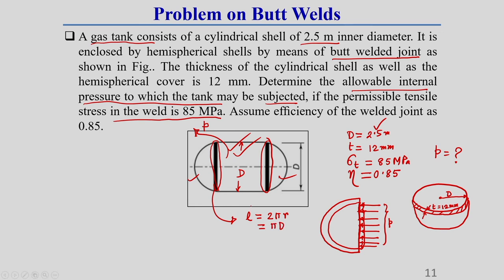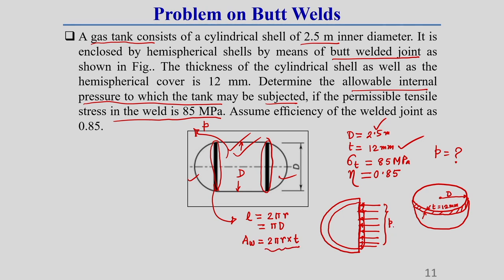The cross sectional area of this weld is the peripheral cross sectional area of this hemisphere, or of this inner cylinder. So the cross sectional area of this weld will be 2 pi r, or pi into d, into the thickness of the hemisphere or cylinder. Here the thickness is given as t equal to 12 millimeter. Because here we generally consider the thickness of the plate as the throat thickness, because in case of a butt joint, we consider the thickness of the plate equal to the throat thickness h. This you should keep in mind. So this is our weld cross sectional area.